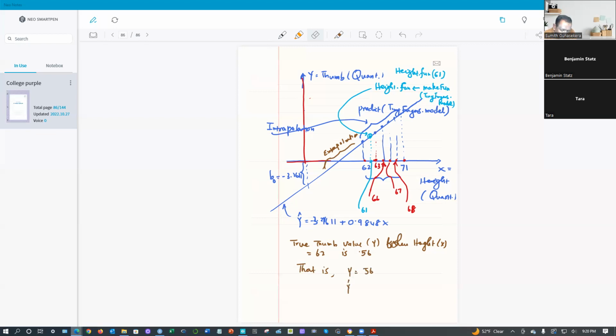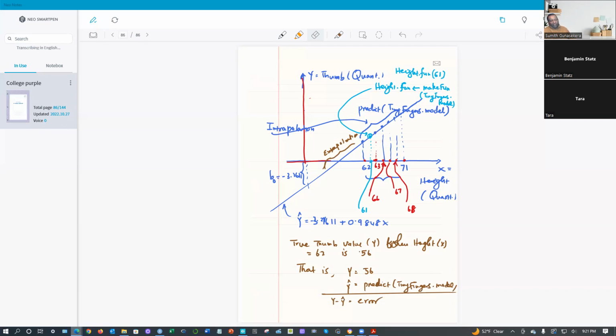Y hat is, how do you get the y hat? By predict. Predict on the tiny fingers data with the fingers model. See? You got that one from that one. Then you take the difference between these two. Y minus y hat, that's called the error. That's the error for that particular value. You do that for each one, so you can find the error like that.